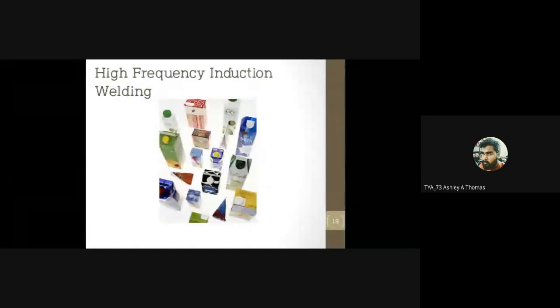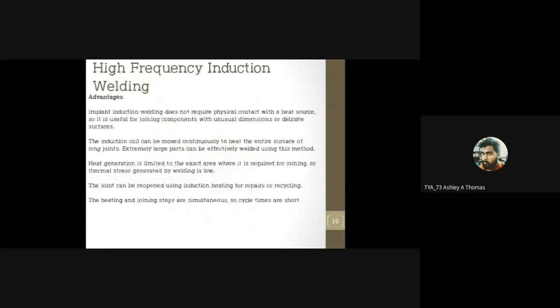So sealing is the most important application. Some advantages: implant induction welding does not require physical contact, the most important one, as I told. So it is preferred for the welding of plastics where food items are there. Second, the induction coil can be moved continuously. You just move the induction coil, which is not in contact with the product, and accordingly you will get different surfaces. If you want to heat different surfaces, you just move the coil, accordingly you will get local heating. Third, heat generation is limited to the exact area.